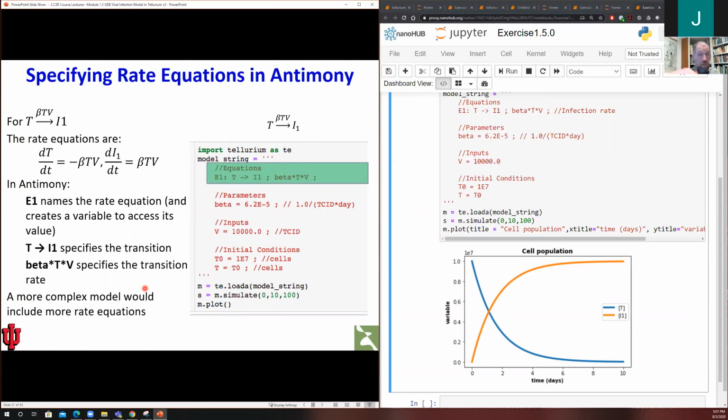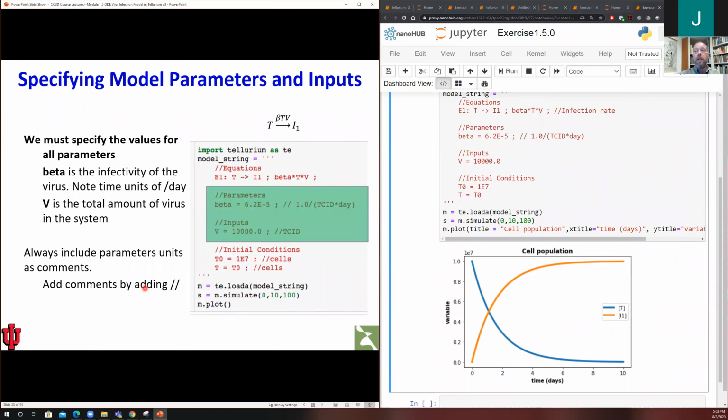You just write a lot of them, write a stack of them. And that's all we'll do this afternoon. And that's basically all the syntax you need to write antimony. It's very, very simple. Okay.